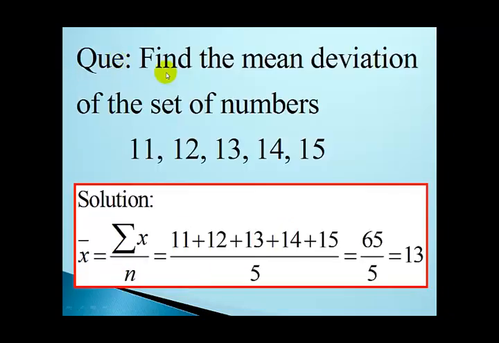Example: find the mean deviation of the set of numbers 11, 12, 13, 14, and 15. We first have to find the mean, and the mean is the summation of the x values divided by the total. So we sum them: 11 plus 12 plus 13 plus 14 plus 15, divided by 5, which is the number of occurrences: 1, 2, 3, 4, 5. This is equal to 65 divided by 5, and the answer is 13. That means that the mean x bar is equal to 13.